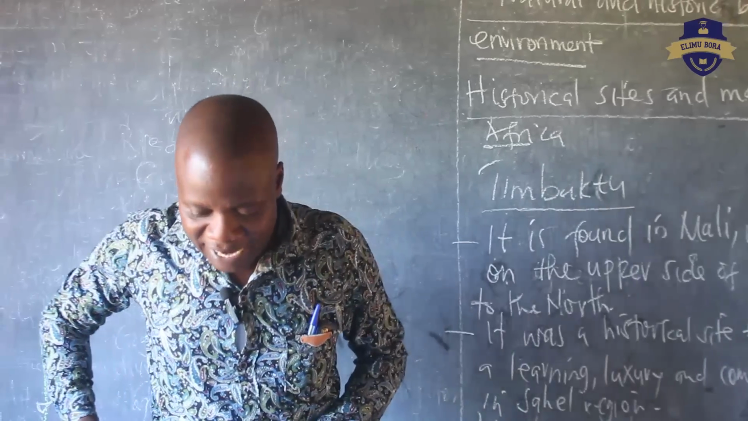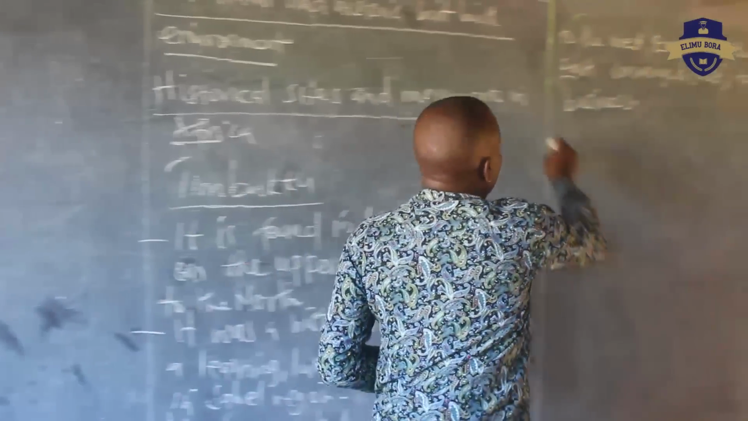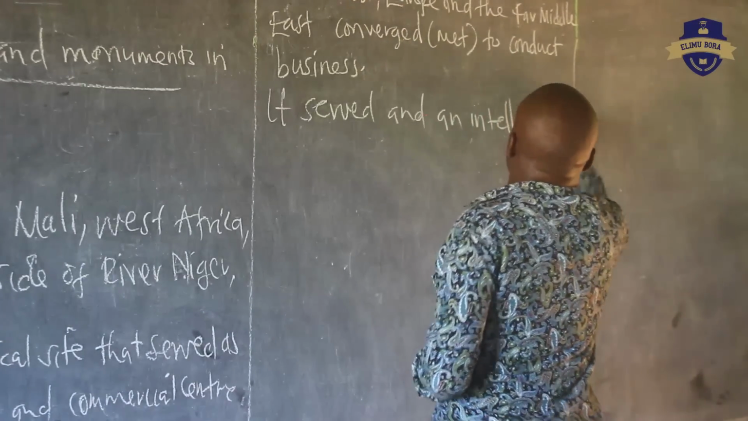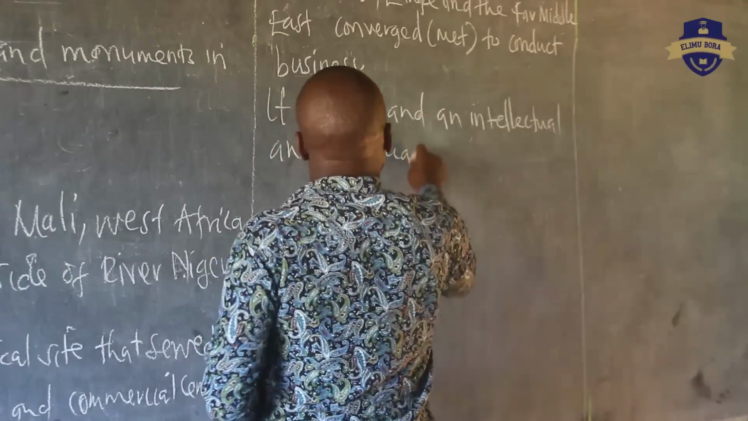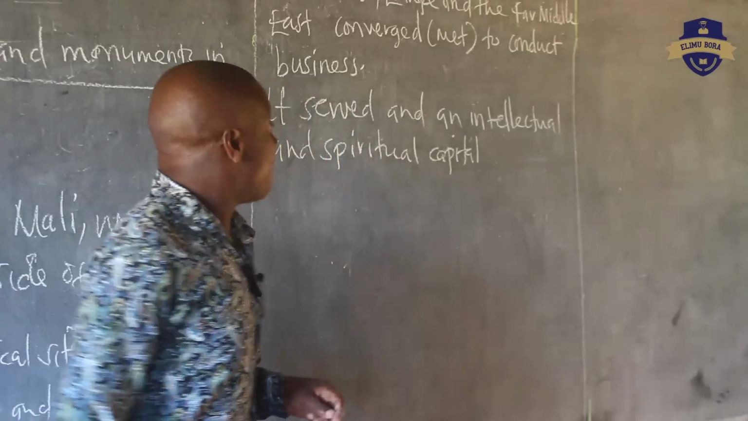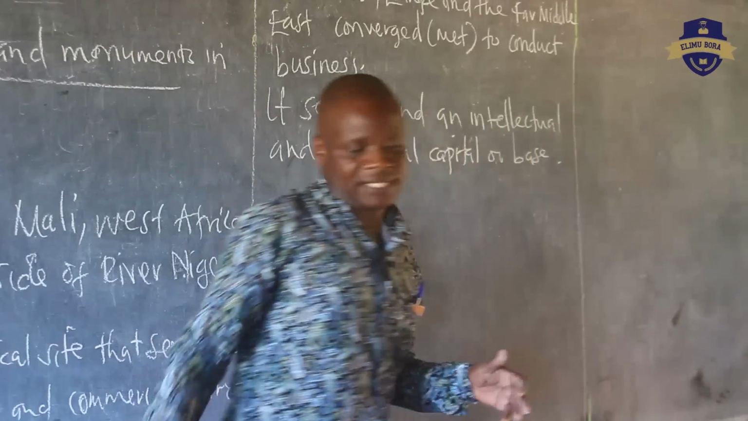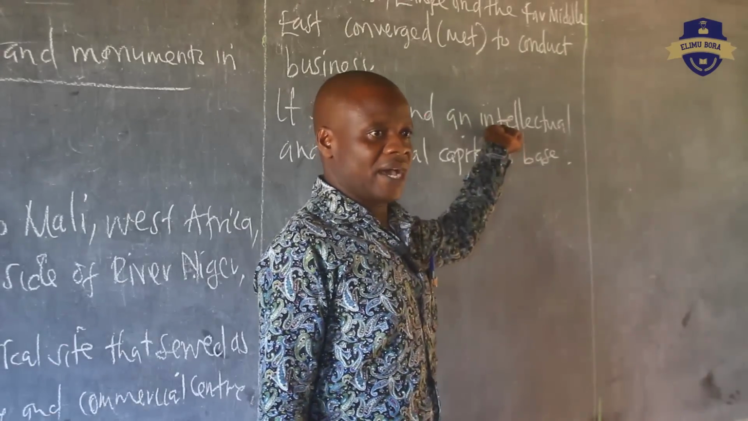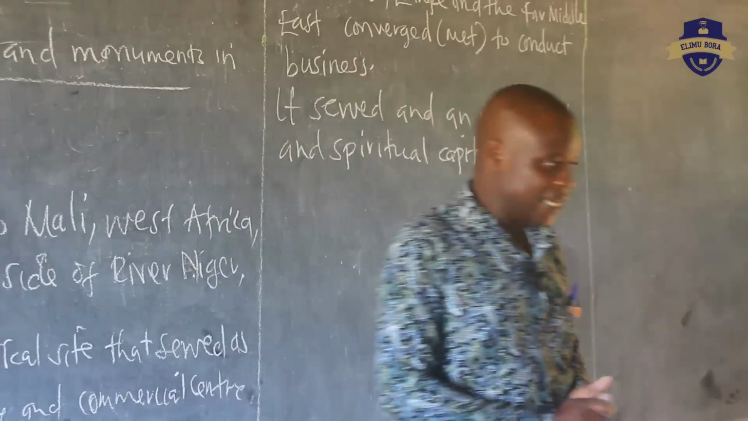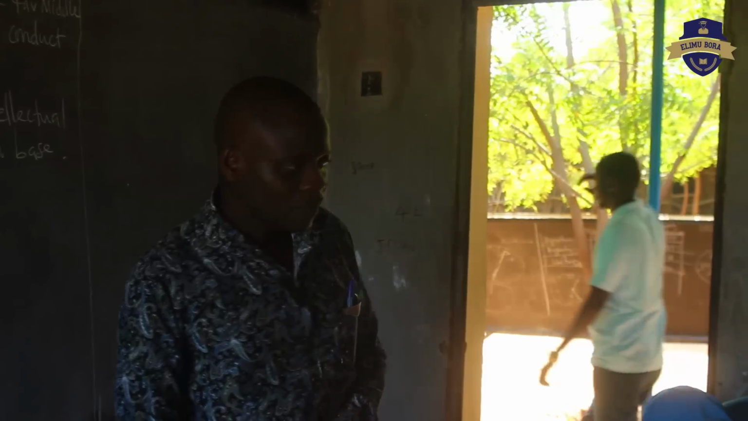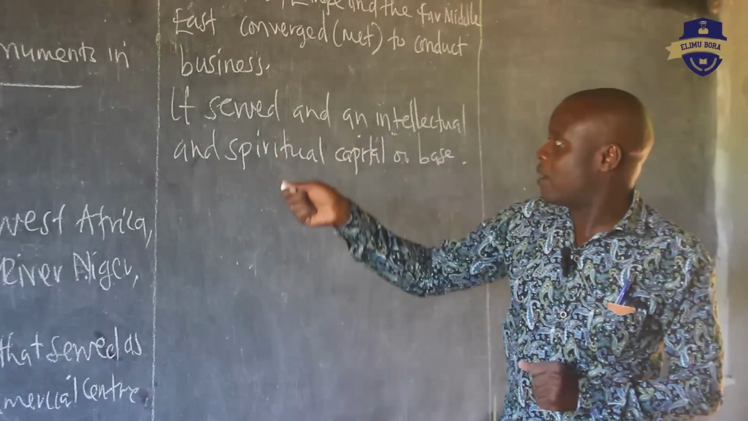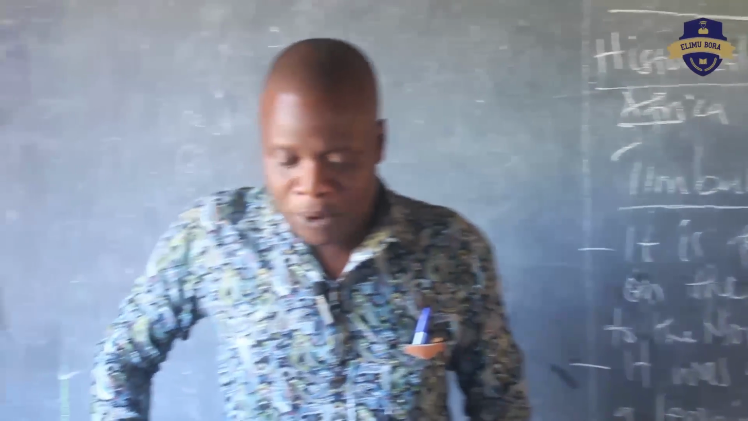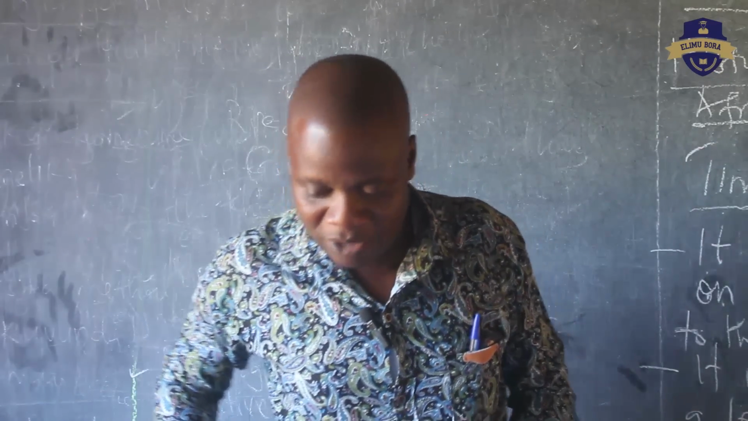Now, Timbuktu served as an intellectual and spiritual capital. Capital, or a base, or a headquarters. Anything to do with intellectual, you look at the education taking place. That is why we were able to capture this information, that it was a learning center. So people used to learn, and it also served as a spiritual capital because it was the center for propagating Islam throughout Africa.